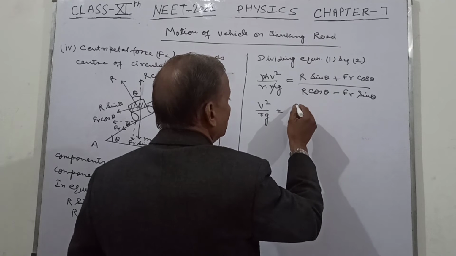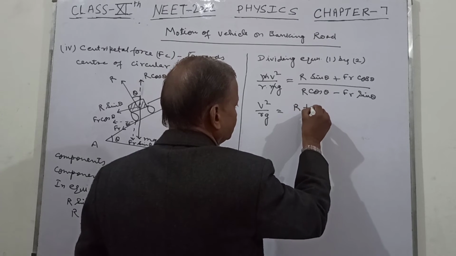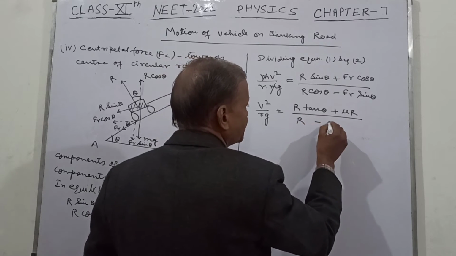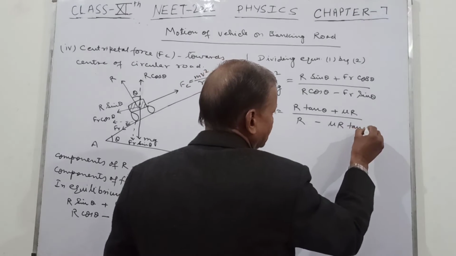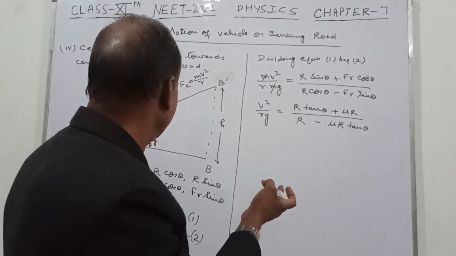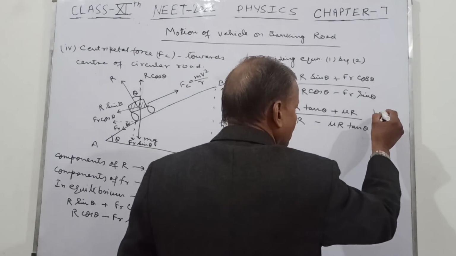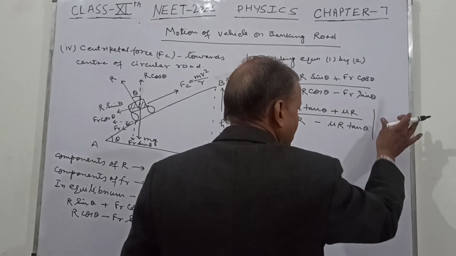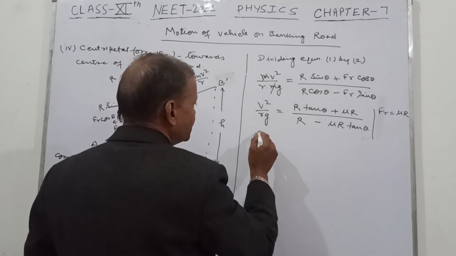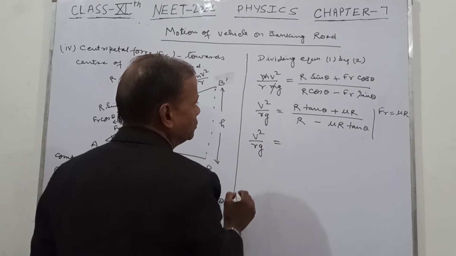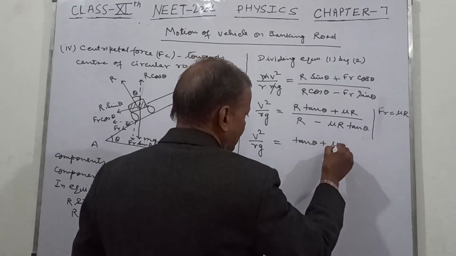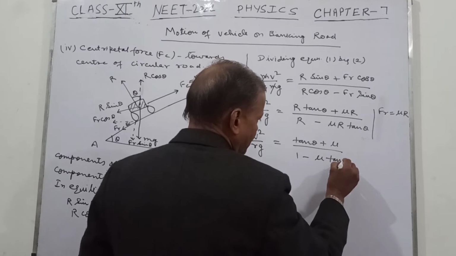And this we can write as r tan theta plus mu r upon r minus mu r tan theta. We have divided the numerator and denominator by cos theta. So this term will come out, and in place of fr we have written mu r. Fr is equal to mu r. So now this r will cancel from all these. So v square upon rg equals tan theta plus mu upon 1 minus mu tan theta.